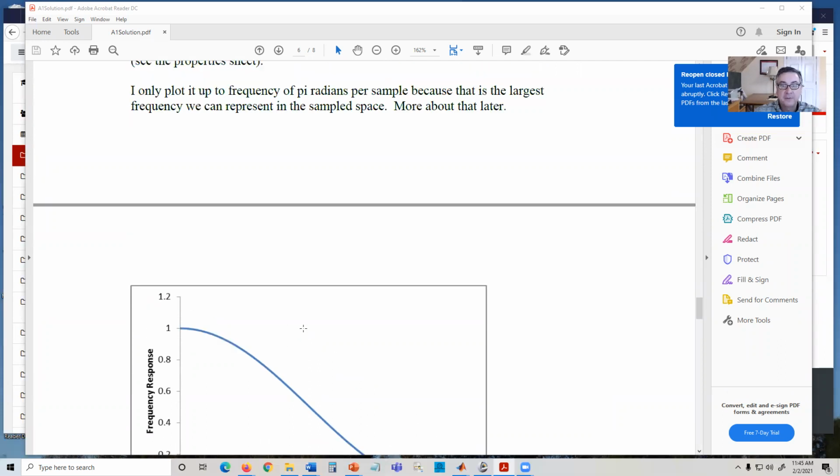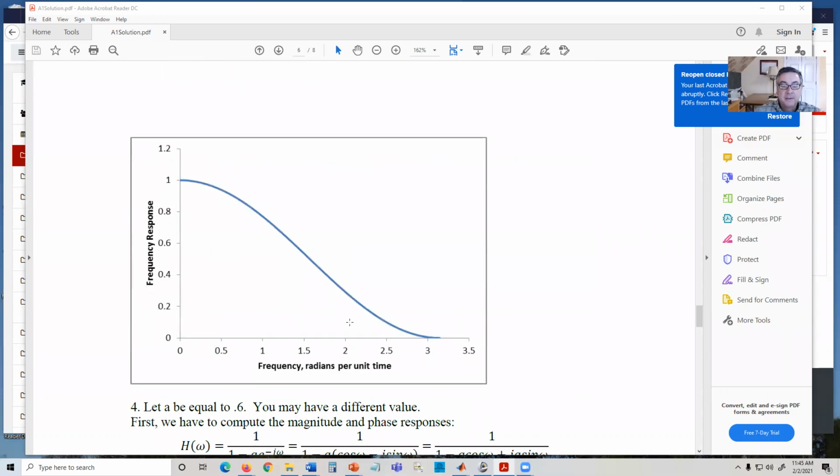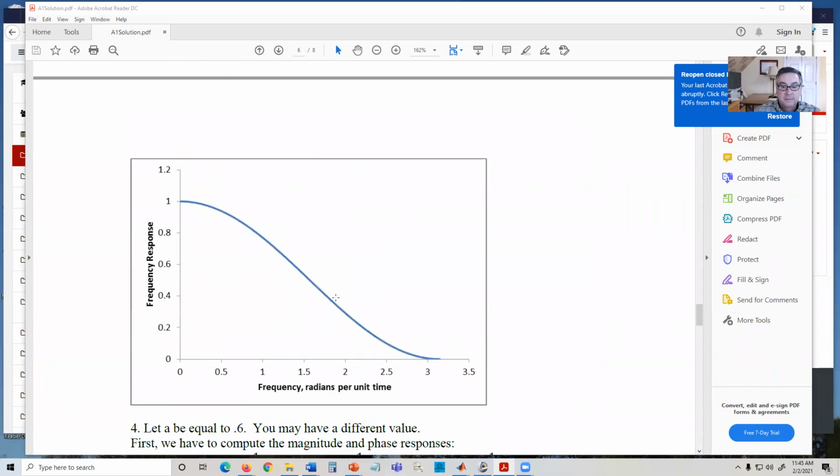It is a low pass filter, which again, we would have thought because the impulse response is all positive. Okay. So that's the kind of thing we should get on number 3.